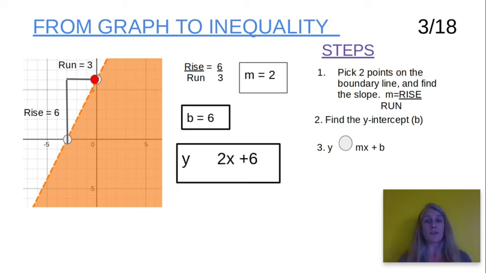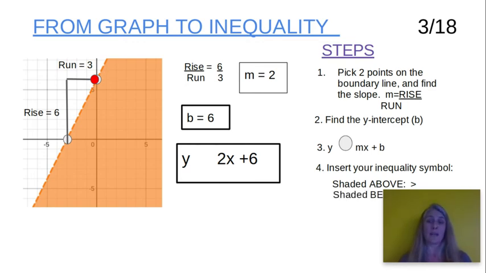Now all we have to do is figure out which inequality we want to put in the place where we normally put our equal sign. So we're going to go ahead and take a look at which side of the boundary line is shaded. If it's shaded above the line, we're going to insert a greater than symbol. If it is shaded below the line, we're going to put a less than symbol. As you can see from this one, we're looking at below the line. So we're going to go ahead and insert our less than symbol.